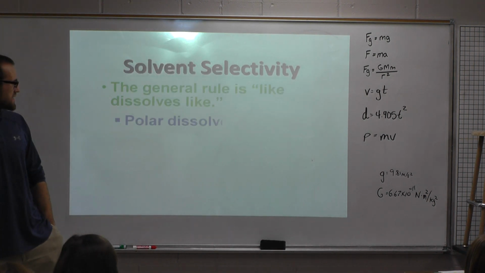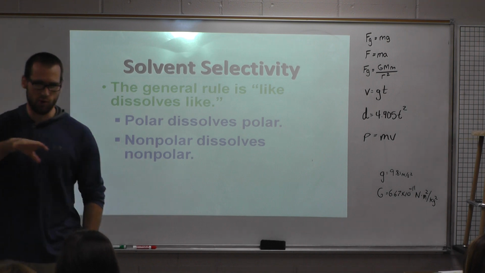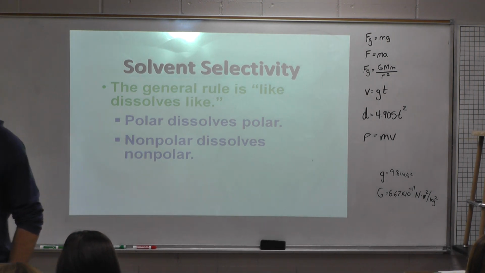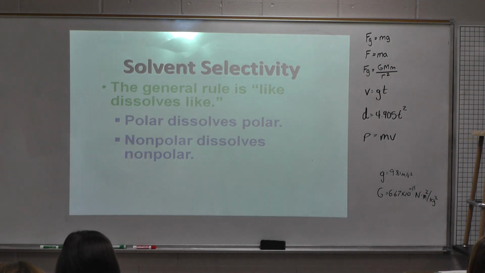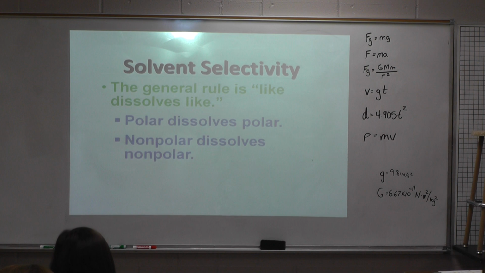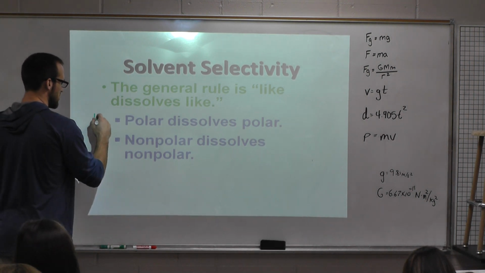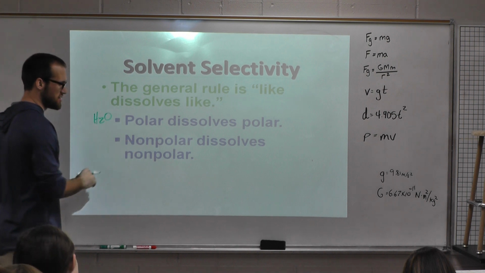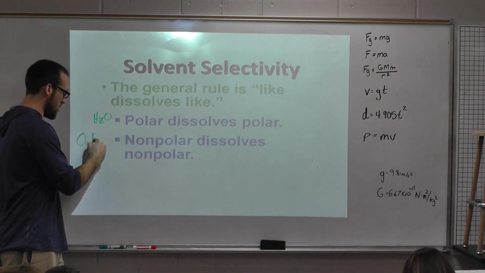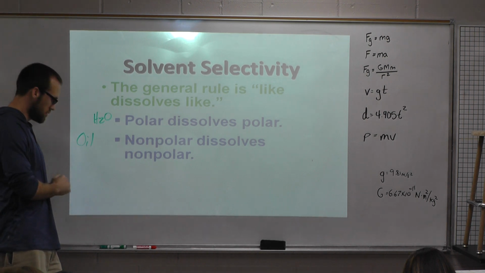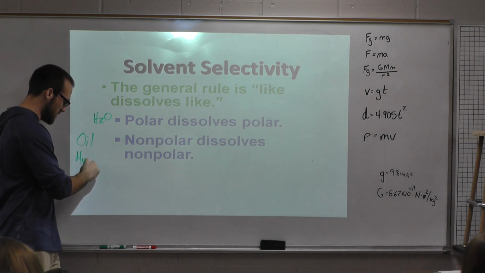Okay, I talked about this yesterday. We kind of talked about it in the homework today, so I'm not going to spend a ton of time on this. This is what I gave you yesterday, the idea that like dissolves like, and that just means that a polar solvent will dissolve polar things. Your number one polar solvent is going to be H2O. Here are some common things that are nonpolar. You're starting to figure out: oil, nonpolar, hydrocarbons.